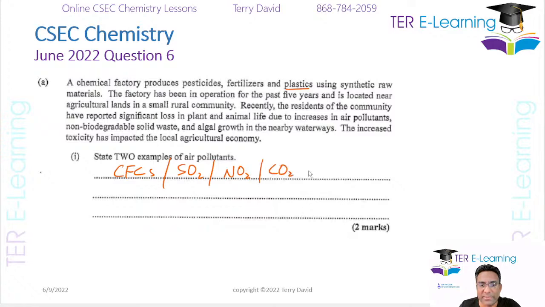Carbon dioxide, right, is a pollutant. It causes global warming, right? Carbon monoxide could also be given off. So basically any valid answer will work there. They would have a range of answers to this. So don't worry about that, right?